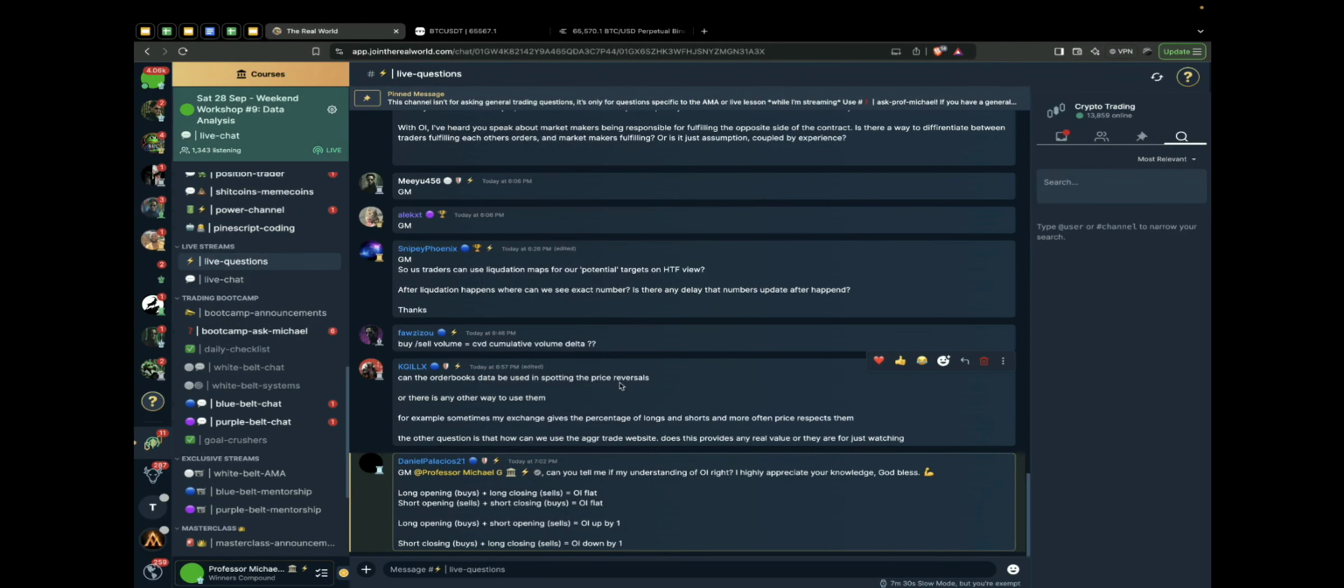Can the order books be used to spot price reversals? KGLX, they're not reliable in my opinion. Percentage long and shorts, not reliable either. Question about Agar. Yeah, again, very, very hard to put it into an objective system, and Agar's totally separate to this lesson. So yeah, order books, they're not reliable because it only takes a fraction of a second to remove that order.